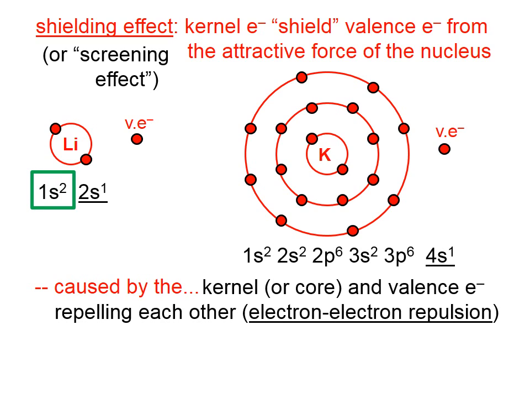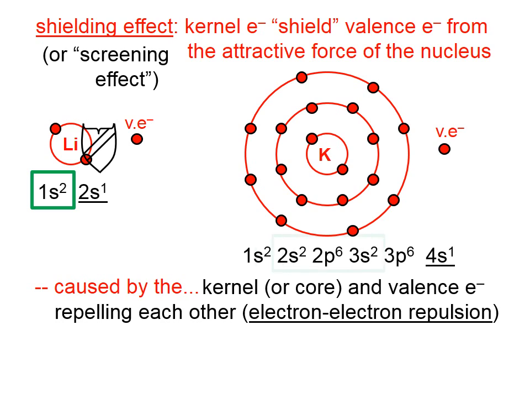The kernel or core electrons for lithium I've boxed in here in green, and those 2 electrons tend to repel or push away this outermost valence electron, and for that reason we say that lithium has a bit of a shield. This valence electron is shielded somewhat from the pull of the nucleus.